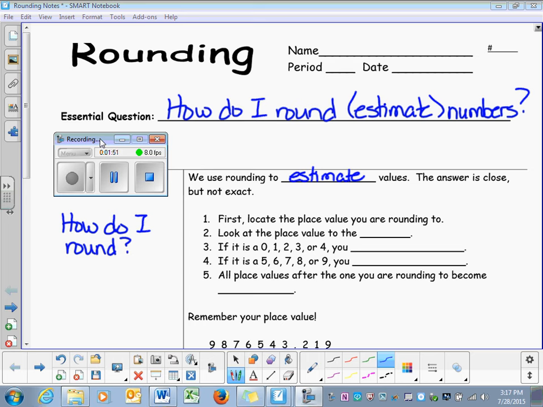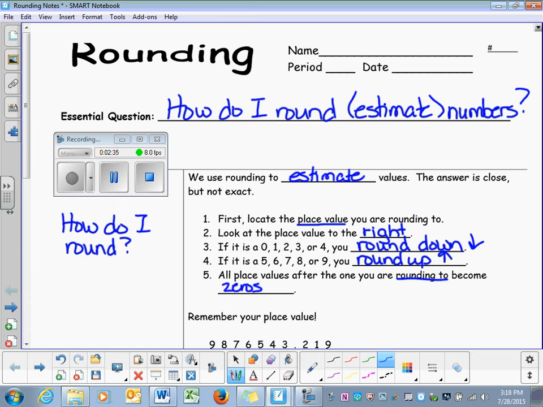But overall, the rules for rounding: number one, locate the place you're rounding to, and we are going to underline that place value. Then we're going to look at the place value to the right. If it's a 0, 1, 2, 3, or 4, we will round down. If it's a 5, 6, 7, 8, or 9, we will round up. All place values after the one we underlined become zeros.